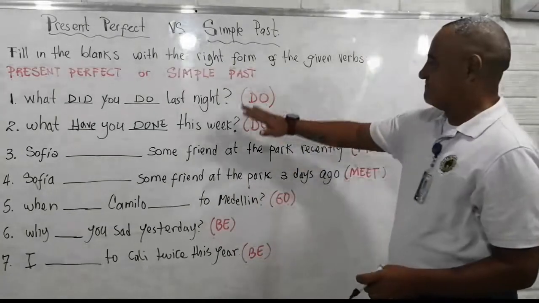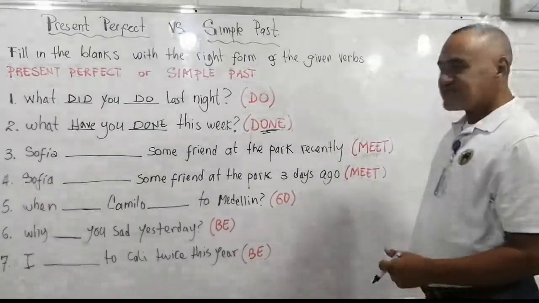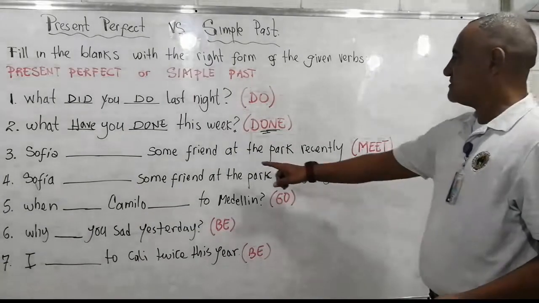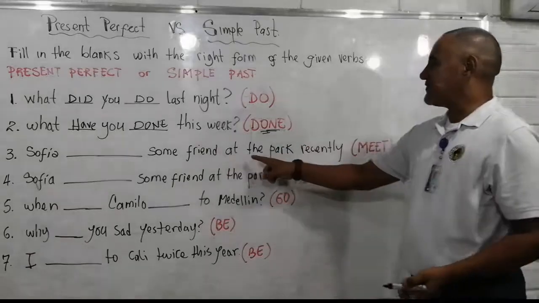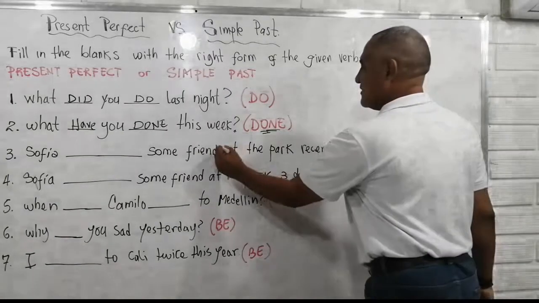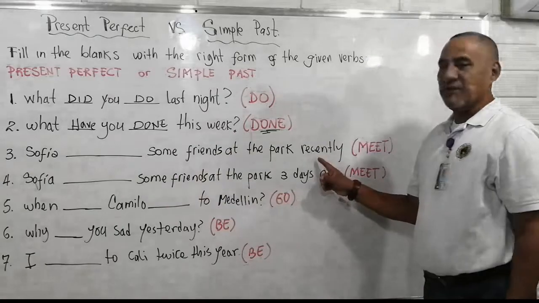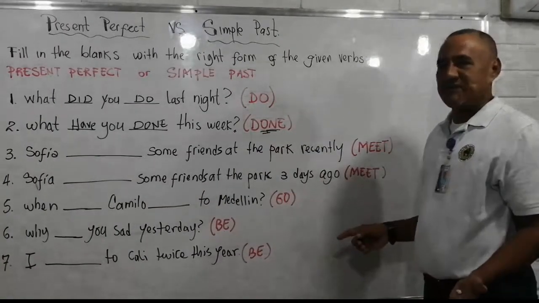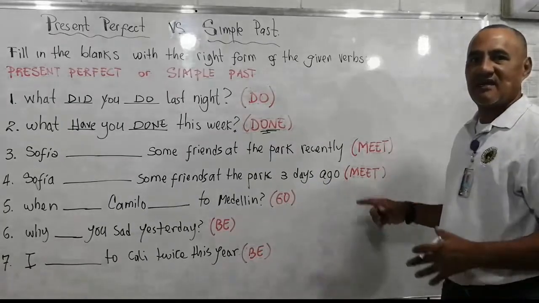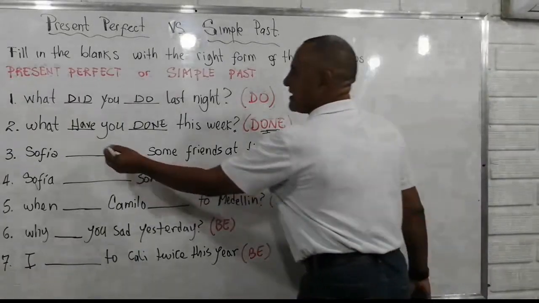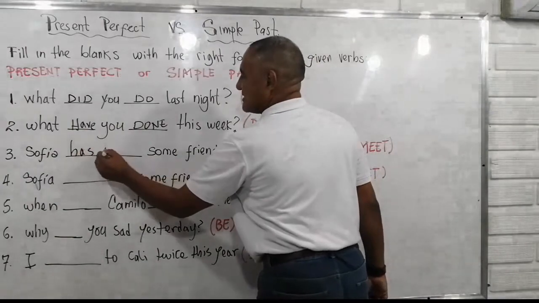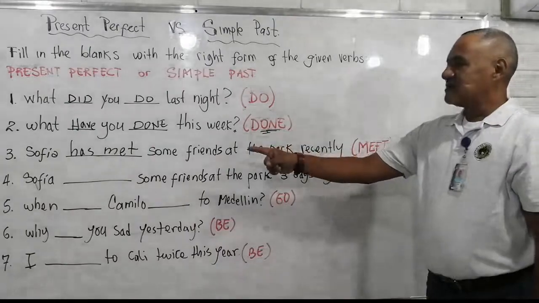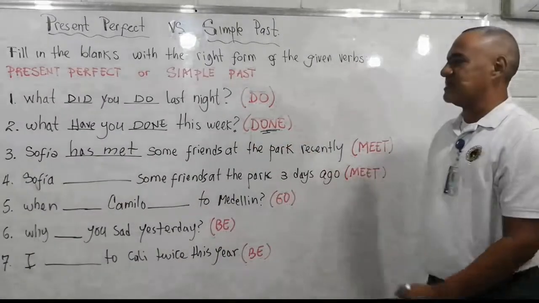Okay, then let's analyze the rest of the proposed exercises. Sophia, some friends at the park recently. Recently, recientemente. This is not specific. Then here, meet, encontrarse. Then Sophia has met, se ha encontrado. All right?